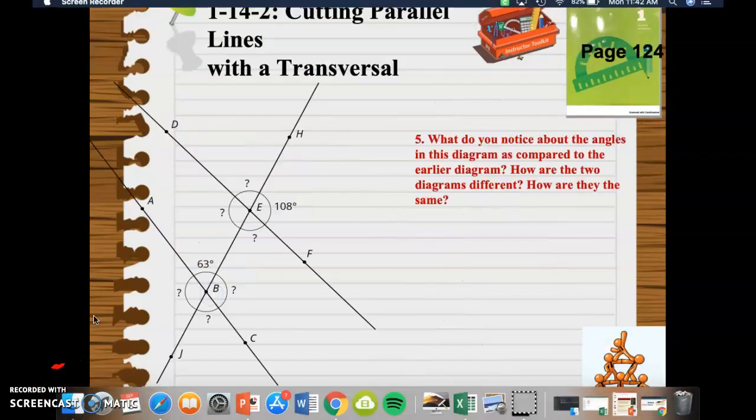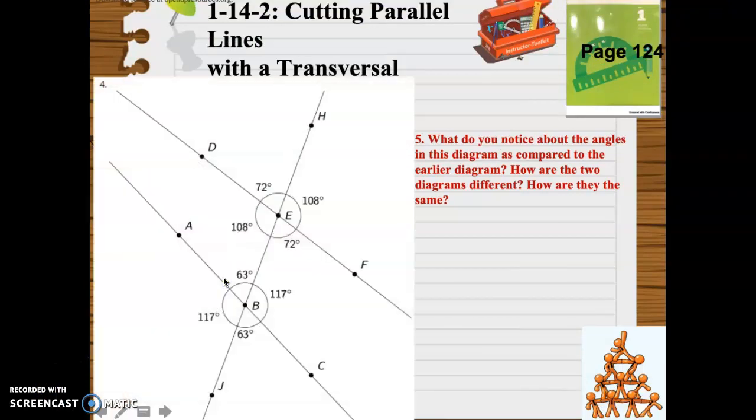Okay, so just a quick check. If you're not done, pause it. I'm going to go ahead and show it. Across will be 108 because these are vertical angles, but across here is going to be 72. Across here is 108 and 72, and these add up to 180.